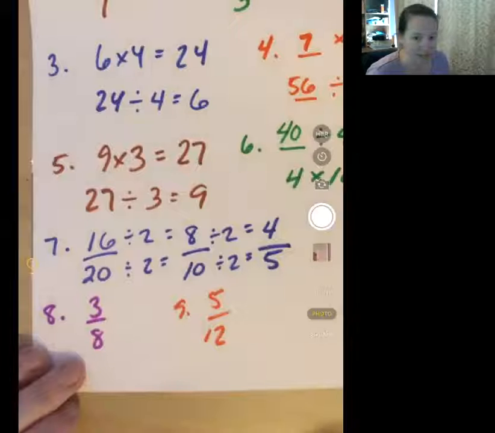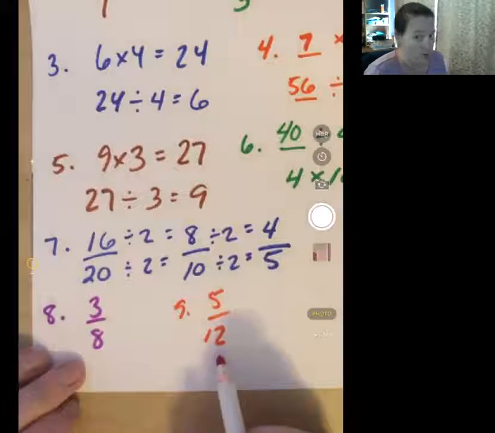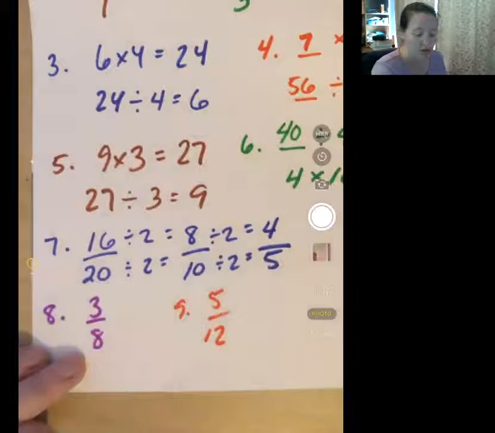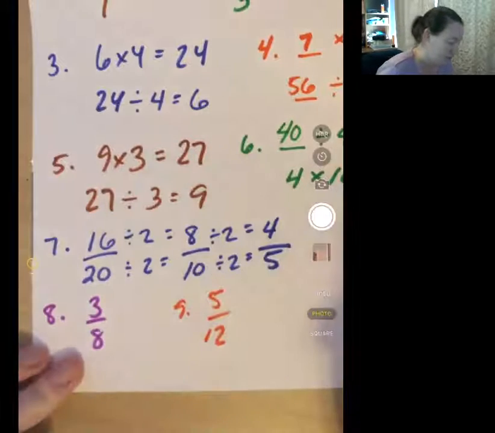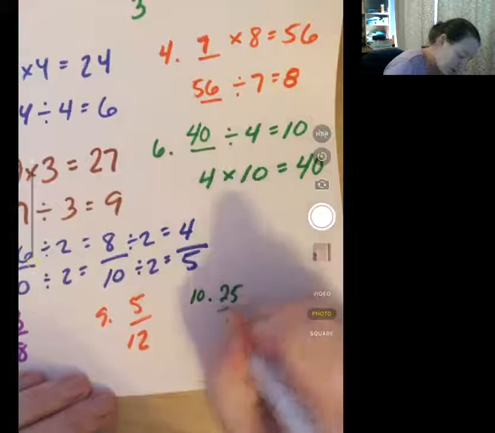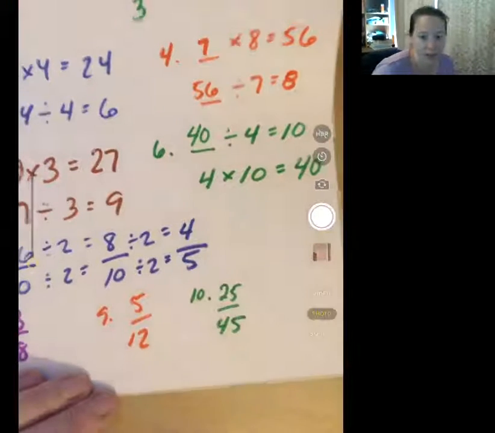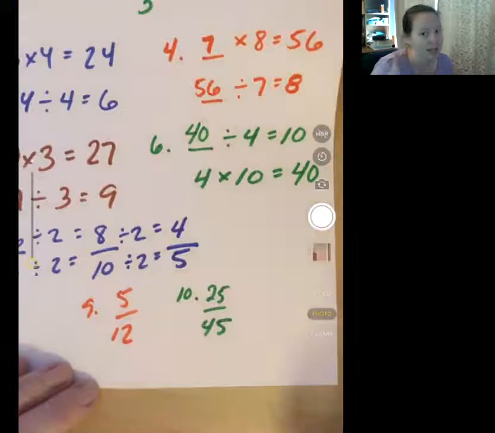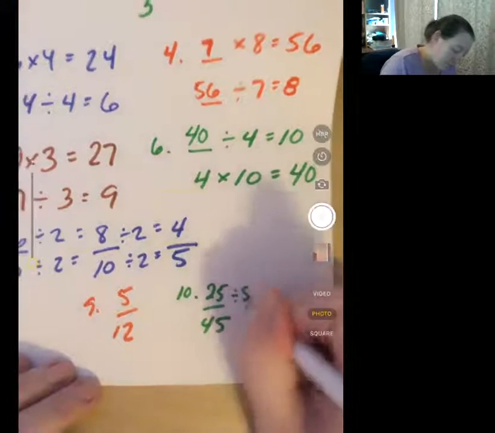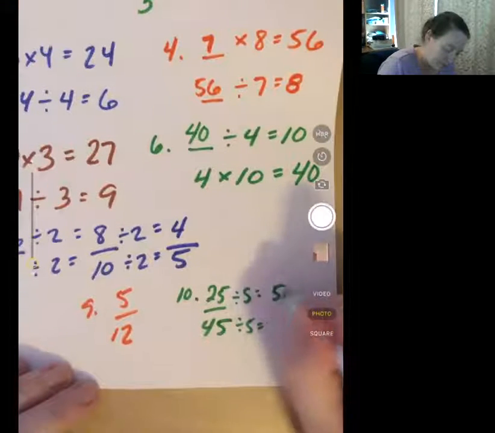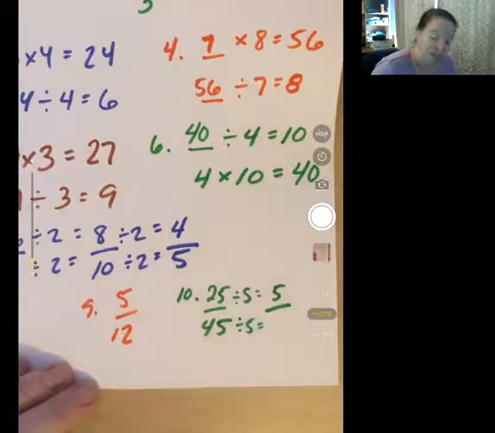The 5 is not even, so I can't take out a 2. The 12 does not end in a 5 or a 0, so I can't take out a 5. And 5 is not divisible by 3, so I'm just rewriting that as 5/12. Number 10. 25 out of 45. Okay, so neither of those is even. I can't take out a 2. They both end in a 5, though. 25 divided by 5 is 5. 45 divided by 5 is 9.